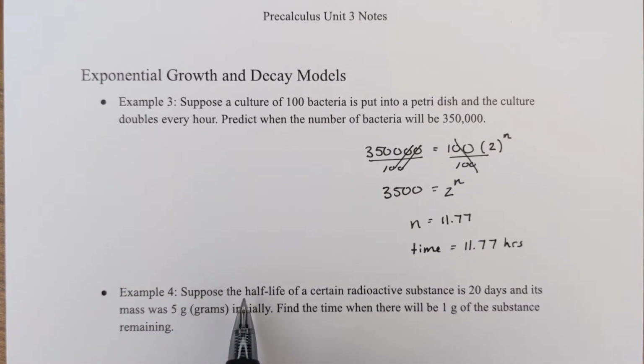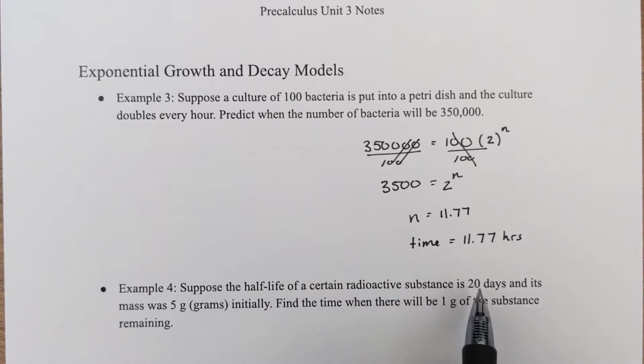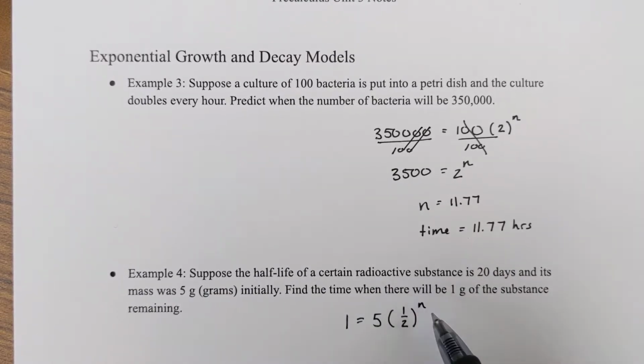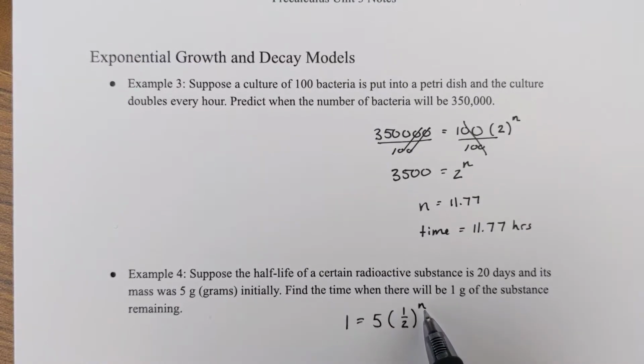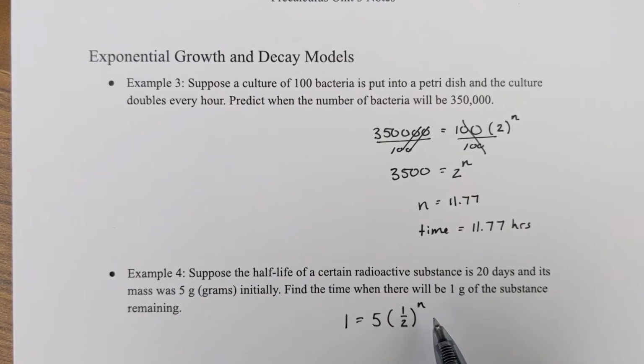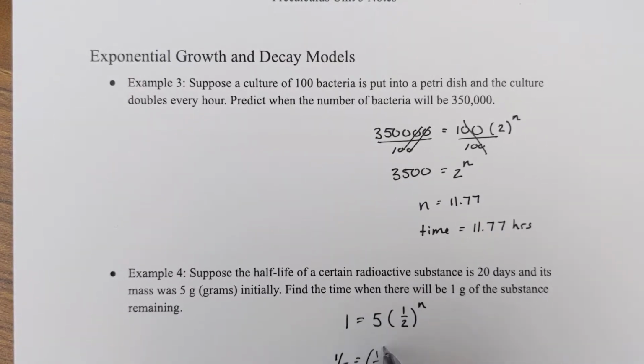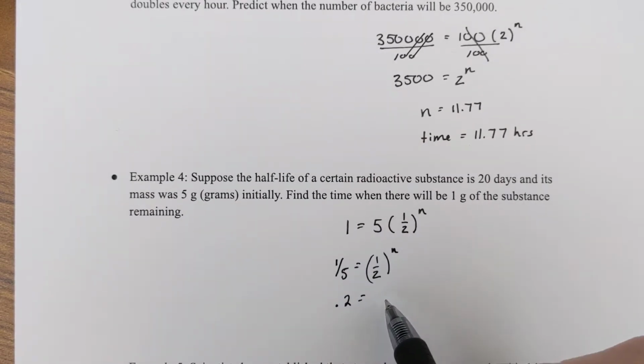All right, so example 4, suppose the half-life of a certain radioactive substance is 20 days and its mass is 5 grams initially. So I have 1 equals, I want to end up at 1. I start with 5, I'm doing a half each time, and I'm going to count the number of half-lives. So once again, n is just a number, it's not going to be a time. So I can divide by the 5, so 1/5 equals 1/2 to the n. We'll make this 0.2 to make our calculations a little bit easier, and this 0.5. Works the same way.